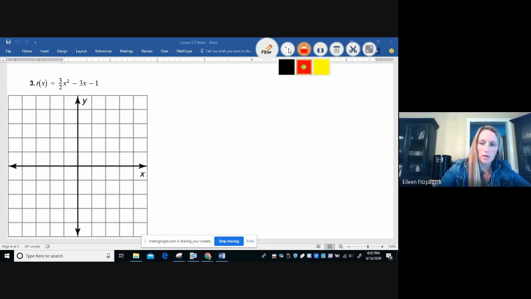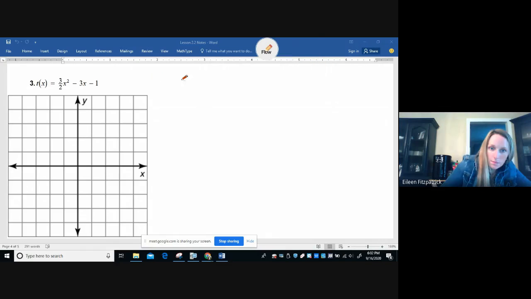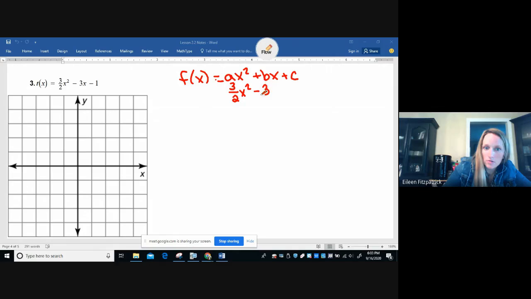Good. So standard form, I'll write it up here since this is the first time we're graphing from this form. f(x) = ax² + bx + c, okay? And the function we're given is f(x) = 3/2 x² - 3x - 1. First thing you want to do in standard form is take note of the a, b, c values. The a value is 3/2. The b value is -3. The c value is -1.